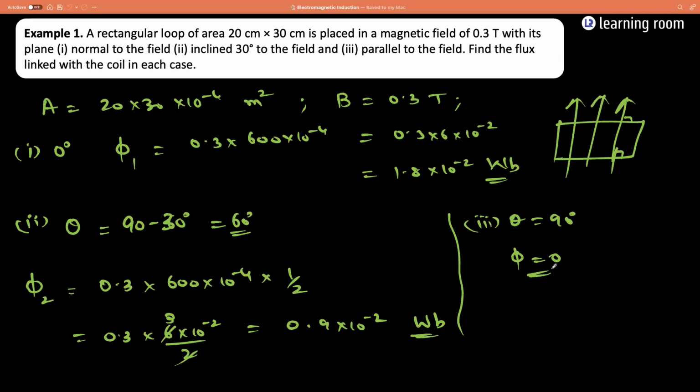Sir, I'm getting confused. When inclined at 30 degree, we should take 90 minus 30. When should we take like that? Listen, it's a good question. Everybody listen. In a question, if they mention the plane of the coil is inclined to the field, then you should do 90 minus. If they say the area vector is inclined with respect to the field, then you do nothing. Okay, sir.